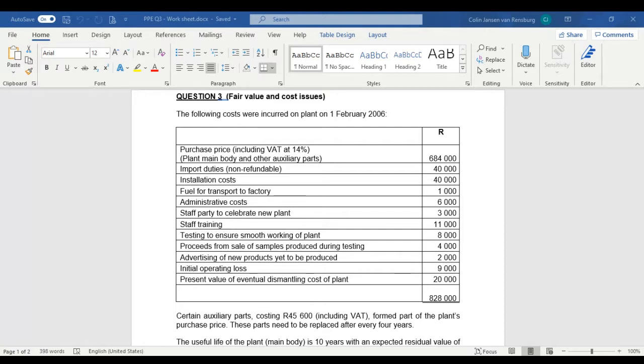So it tends to look like a directly attributable cost. But now, ladies and gentlemen, we've got to ask ourselves two subsequent questions. Sometimes you only need to ask one question, but I'm going to phrase it every time in such a way that you have to ask both questions. So those import duties, does it have any effect on the condition of the plant? If you could tell me yes or no, does it change the plant itself?